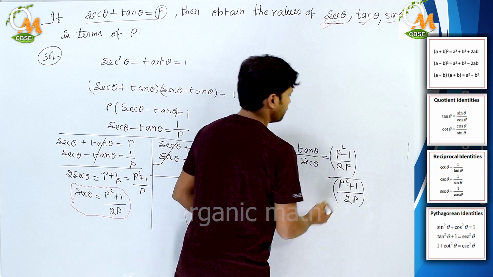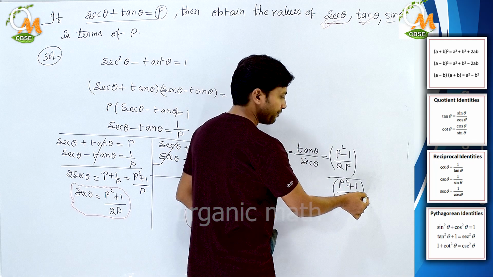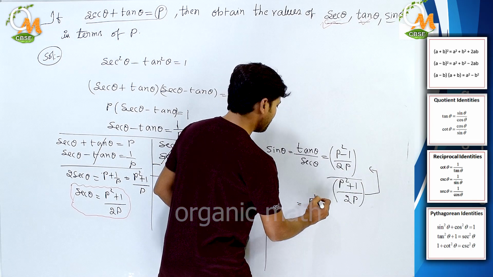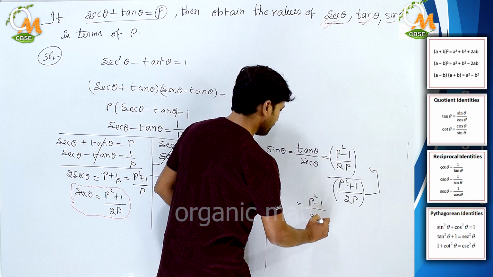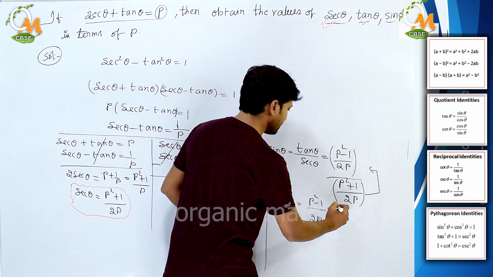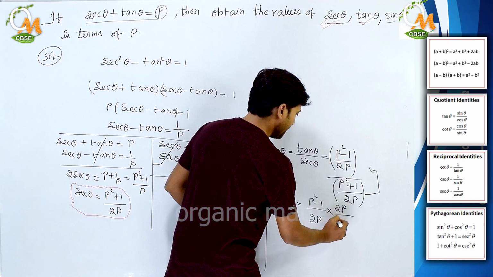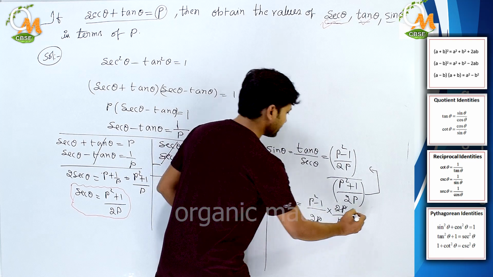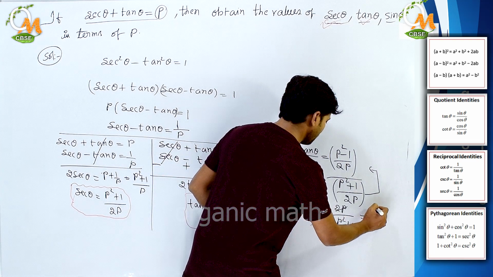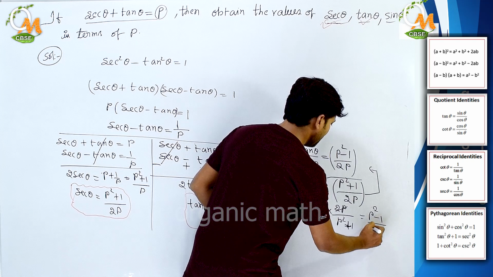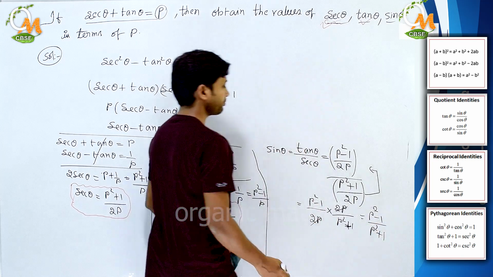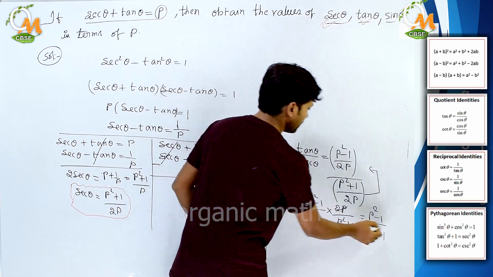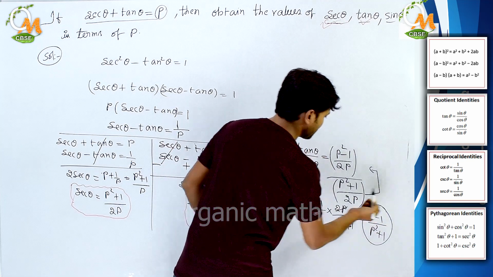Now here also in the denominator we have a fraction and it will be inverted. So p square minus 1 by 2p, and reversing this, 2p by p square plus 1. So the 2 p's are cancelled. So obviously what is the value of that? P square minus 1 by p square plus 1. So did we obtain the value of sin theta or not? What is that value? P square minus 1 by p square plus 1.